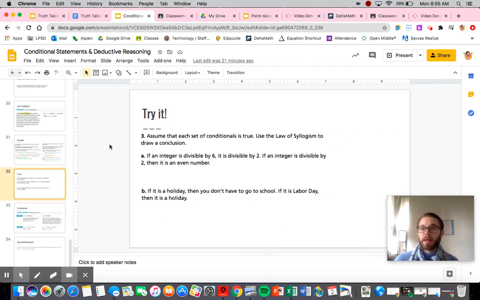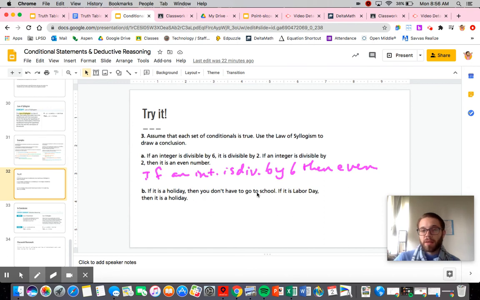So let's look at the law of syllogism for these particular problems. If a number is divisible by 6, then it's divisible by 2. If a number is divisible by 2, then it is even. All right? So what can we conclude from that one? Well, we're assuming that these sets of conditionals are true. Therefore, we can say if an integer is divisible by 6, then it's even. That's it. That's all we're doing.